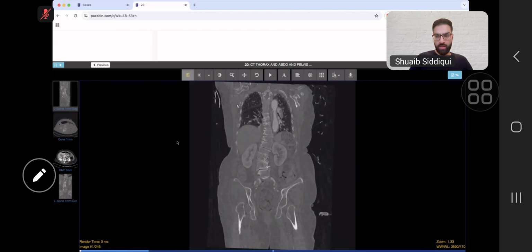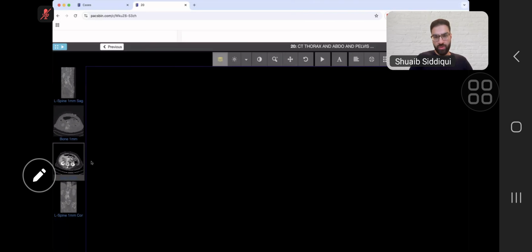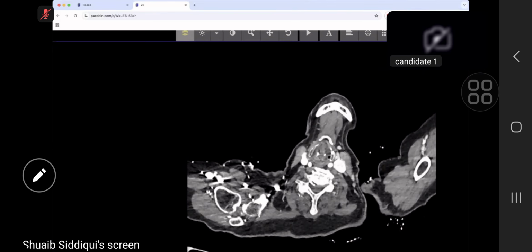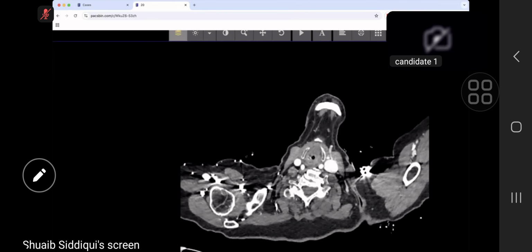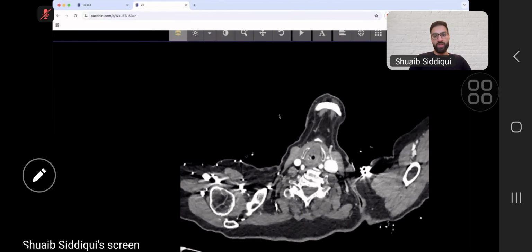So candidate one, you should be able to take over my screen to scroll yourself. Let's try and see if that works. Yeah, sure. I requested the remote. Okay, I've approved it.